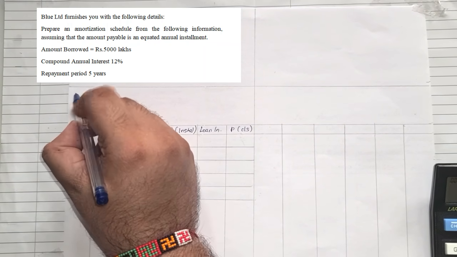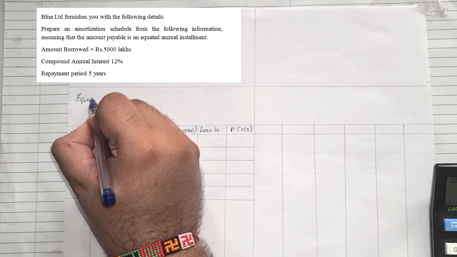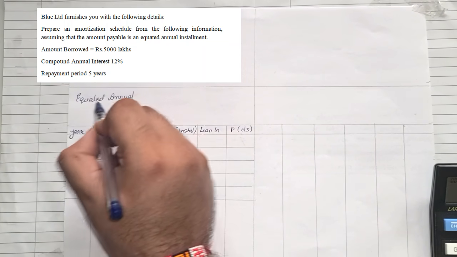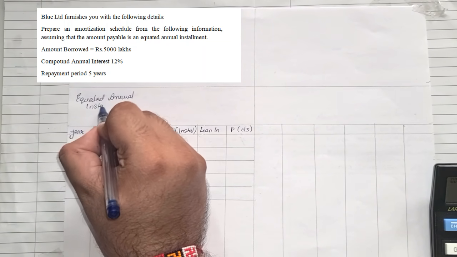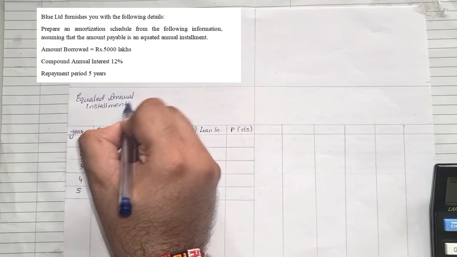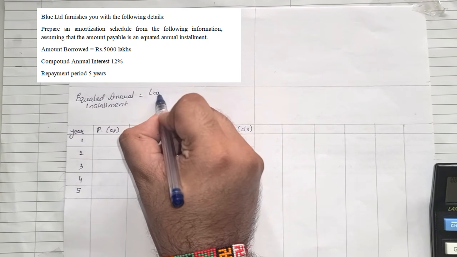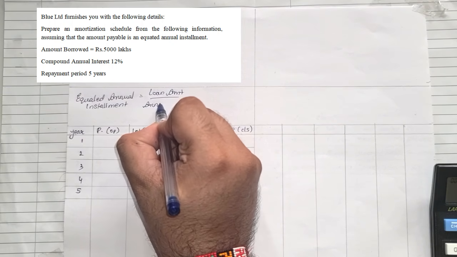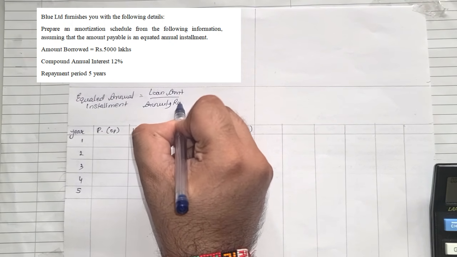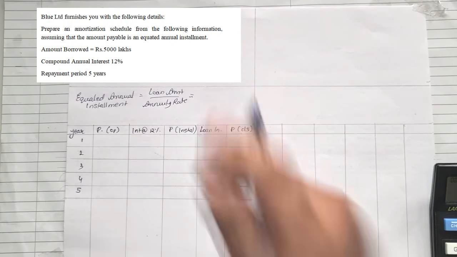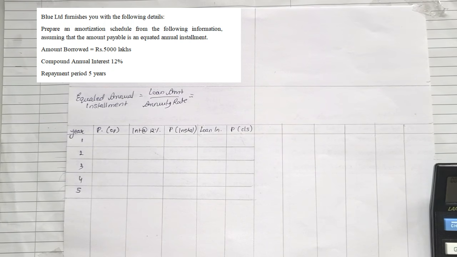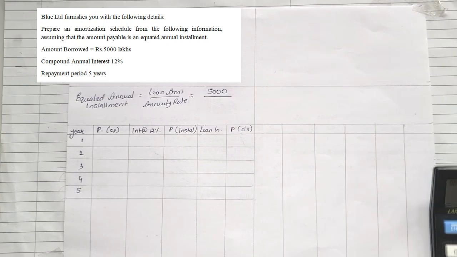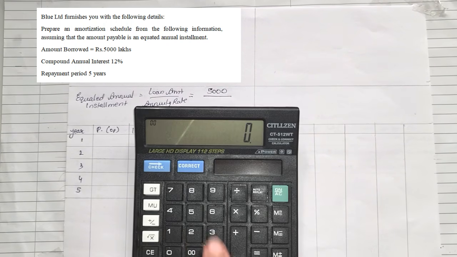Now we need to find the equated annual installment or the loan installment value. The formula was loan amount divided by the annuity rate. The loan amount in this question is 5,000 lakhs, so I'll write it as 5,000 divided by, now how to calculate this, again on the calculator.